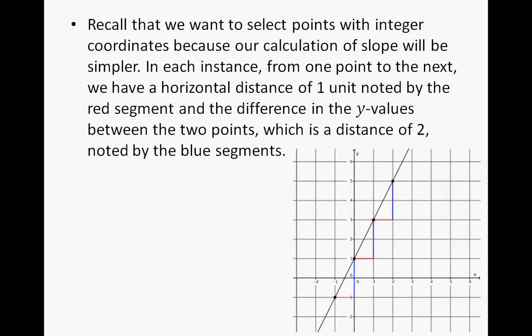Recall that we want to select points with integer coordinates because our calculation of slope will be simpler. In each instance, from one point to the next, we have a horizontal distance of 1 unit noted by the red segment. So a horizontal distance of 1 unit, 1 unit, and 1 unit. And the difference of the y values between the 2 points is a distance of 2. So for every 1 unit, we have a distance of 2 noted by the blue segments here. So 2 units, 2 units, and 2 units.